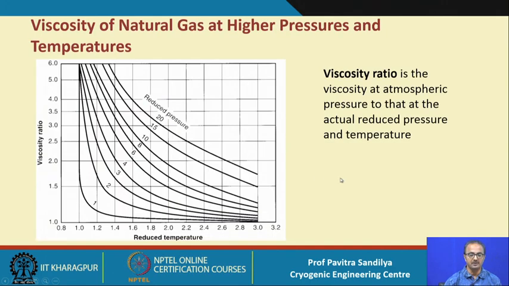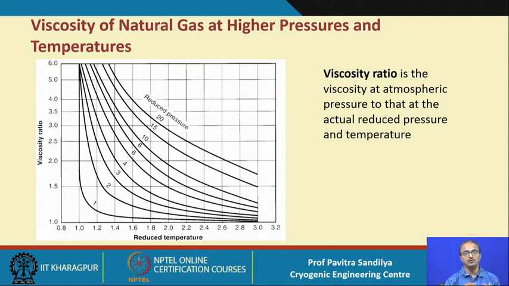Next we represent the viscosity in terms of the reduced temperature and reduced pressure, and this is more handy because here we do not need to bother about the component. Here we have the viscosity ratio. This is applicable to estimate the viscosity at a higher pressure.